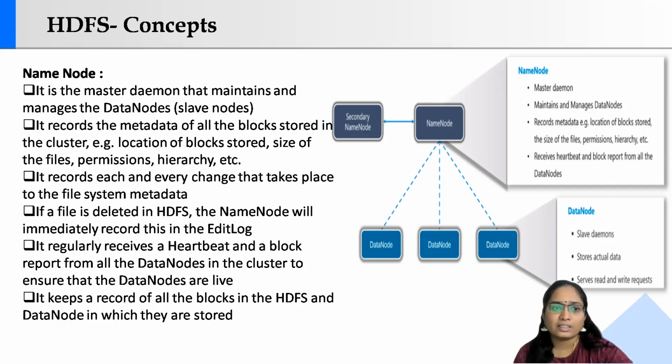Whenever any change takes place in the file system or metadata, it is also recorded in the name node. Suppose a file is deleted in HDFS, the name node will immediately record it in the edit log. The log stores the data and updates the information. This is the heartbeat: it regularly receives information and reports from the data nodes to ensure the data node is live or not. It also maintains the records of all the blocks in HDFS, and which data nodes they are stored on.